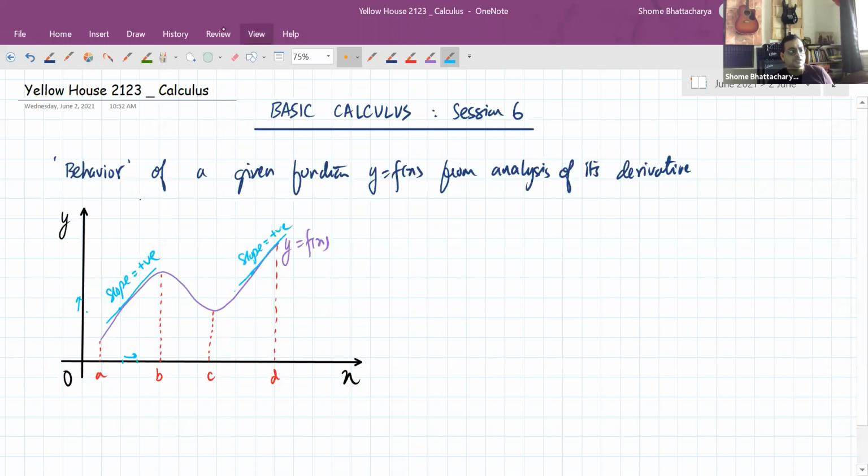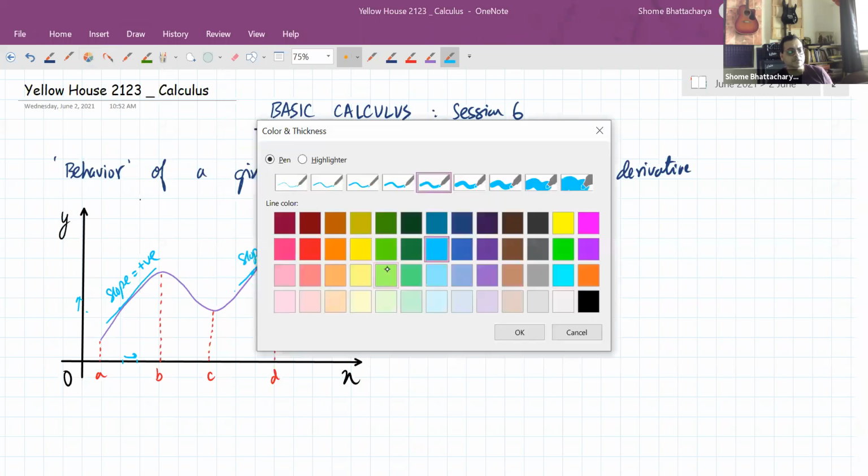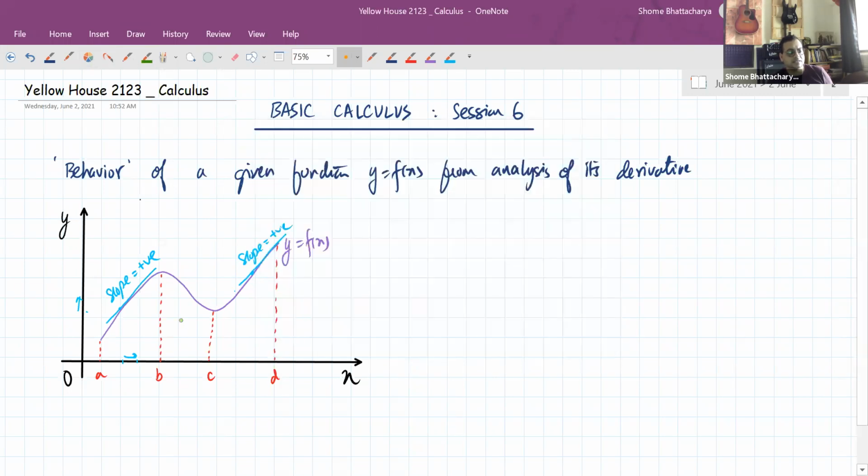But between B and C, you can see the function has the opposite behavior. That as x is increasing, y is tending to decrease between B and C. So if we draw a tangent at any point like this, you can see it's a straight line having negative slope.